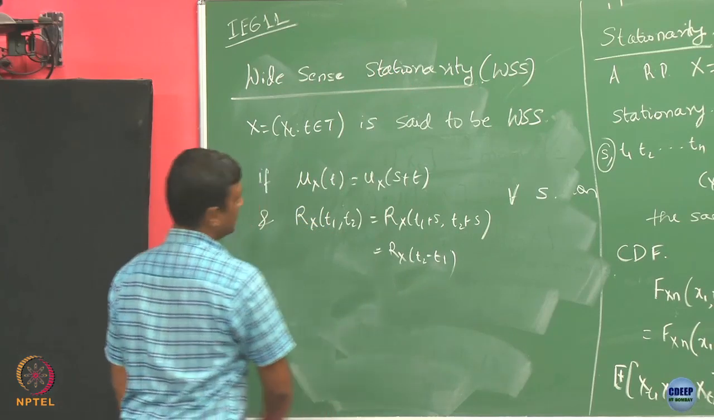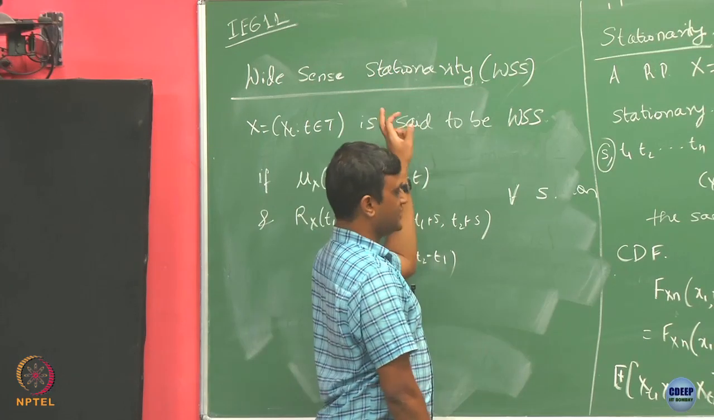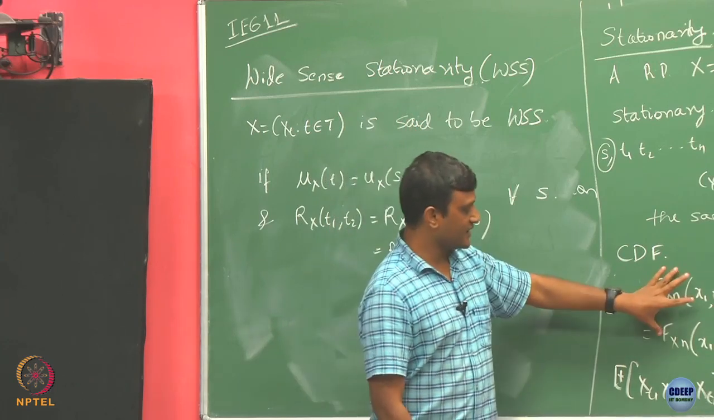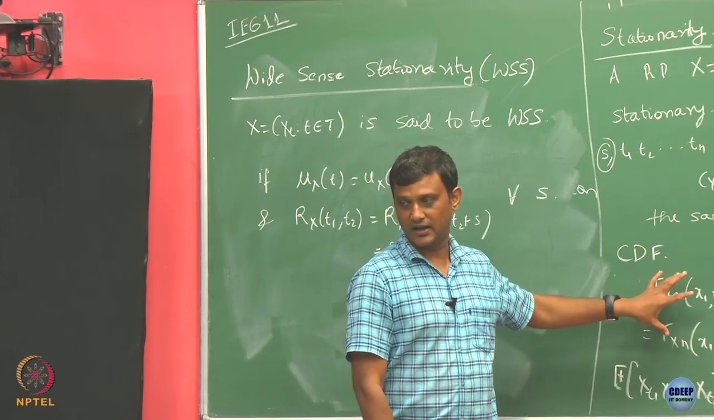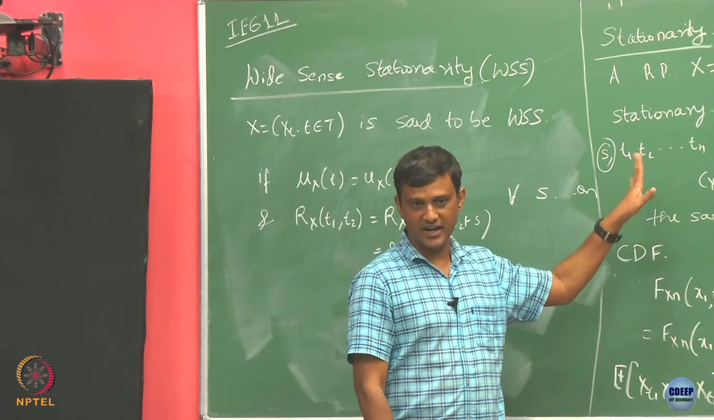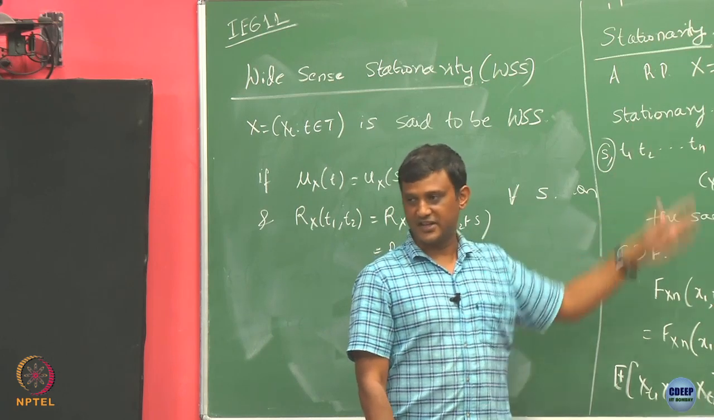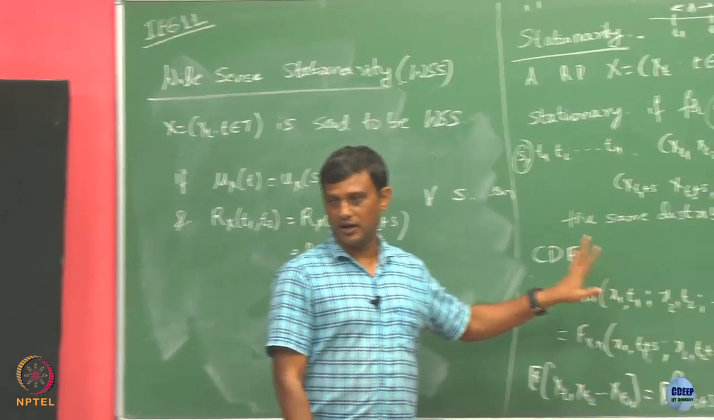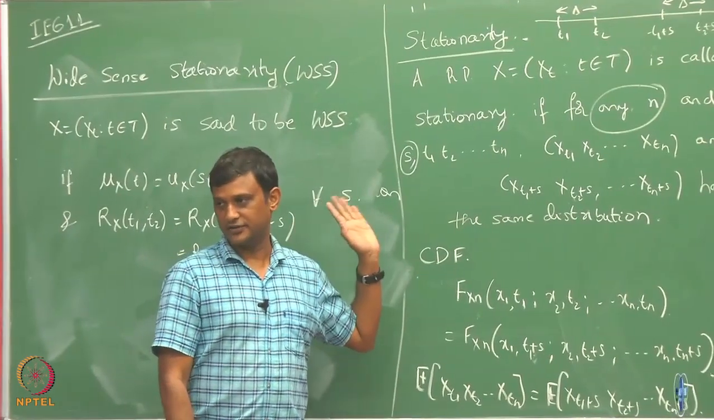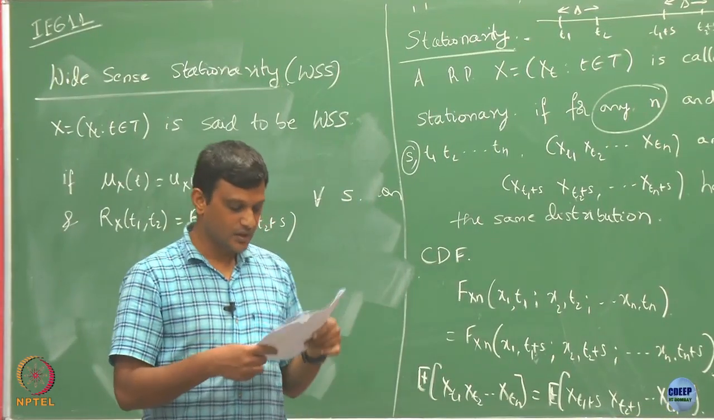Okay. So basically, wide sense stationarity is only restricting this condition to hold for n equals 1 and n equals 2, whereas stationarity wanted it to hold for all possible values of n. Okay, fine.